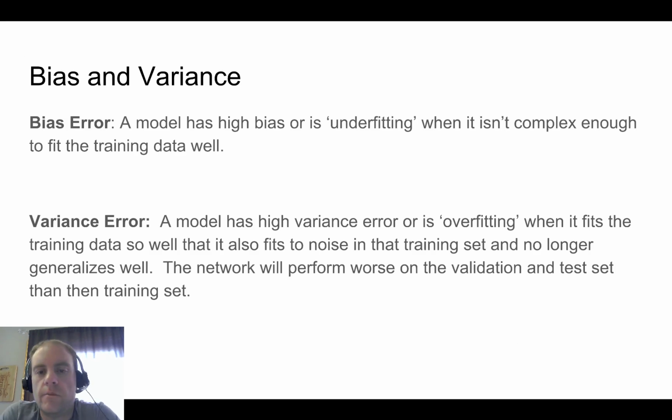All right, before we finish up, let's talk just a little bit about bias and variance. Bias is also called underfitting. A model has high bias, it's underfitting, when it's not complex enough to fit the training data. Variance is sort of the opposite. A model has high variance error, or it's overfitting, when it fits the data so well that it fits the noise in the training set as well, and so it no longer generalizes. What will happen then is the network will perform worse on the validation set or the test set than it will on the training set.